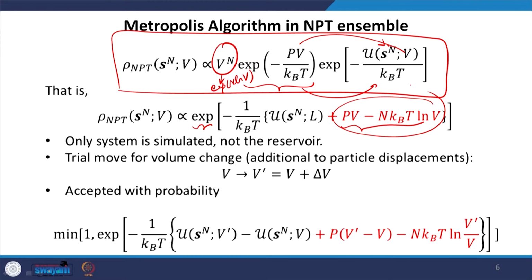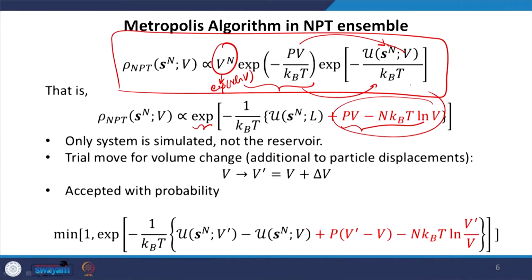In the canonical ensemble, we did not have these two terms. The probability density was proportional to exponential of minus u by kBT. Now, when we are doing the NPT ensemble, we have to worry about two other contributions, that is, one is PV and the other is nkBT ln V. But other than that, the basic scheme of the Monte Carlo is unchanged, only the acceptance criteria or the transition probability has slightly changed, right.